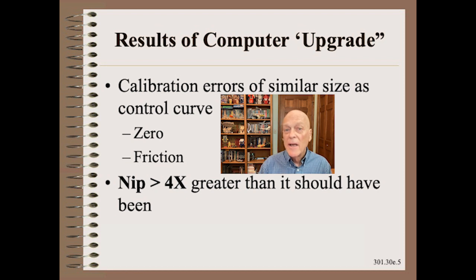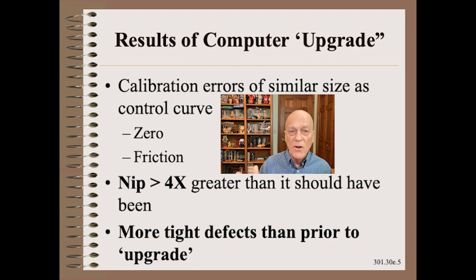All we need to know here is the results of the calibration that only took a few minutes. The first is that both the error in zero and the uncertainty due to mechanical friction was of similar size as the entire range of the desired control curve. The combined effects were that the nip was 4 times greater than what it should have been. The results were that the mill had more tight defects after the upgrade than prior to it.